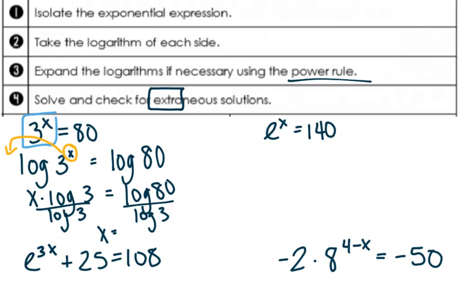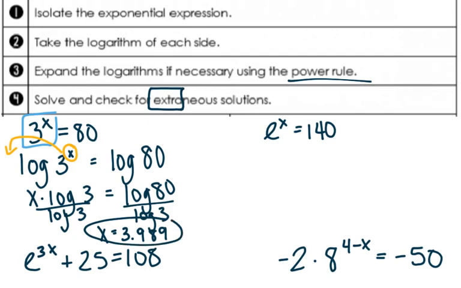Alright, so I just got to type in my calculator log 80 divided by log 3, and then I'm going to round to at least 3 decimal places, so I get 3.988. Rounded to 3 decimal places.